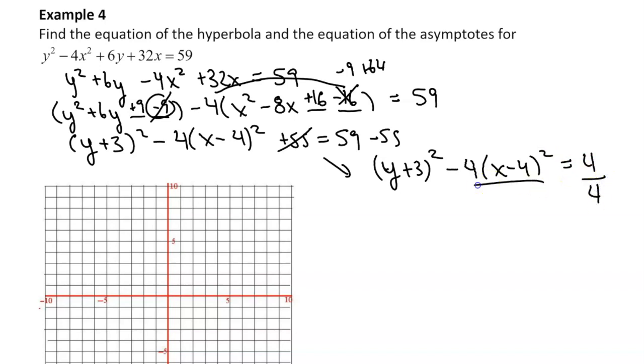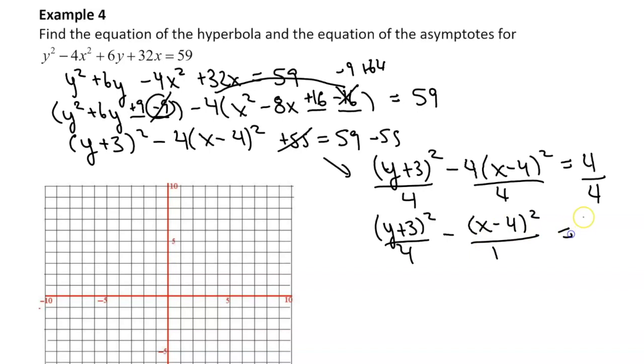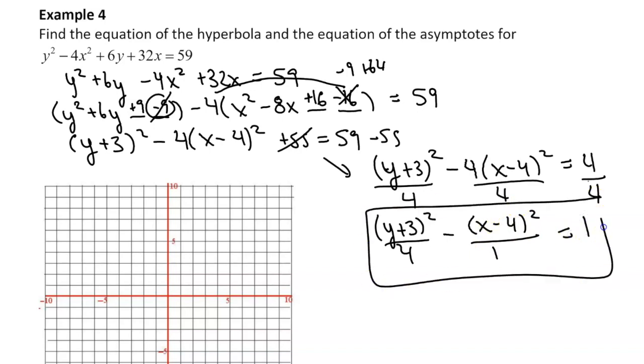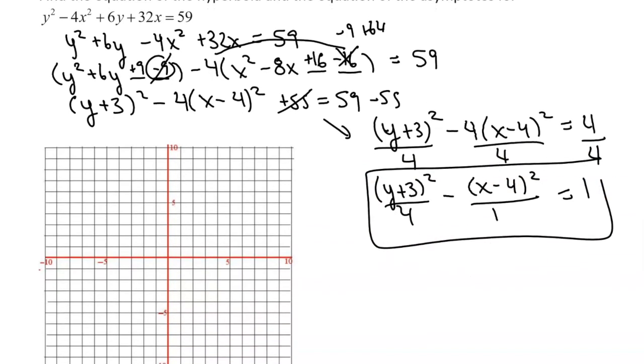Divided by 4 because we want it to be in the form where it's all equal to 1. And then you could say something like y plus 3 squared over 4 minus x minus 4 squared over 1. You don't need to write the 1 if you don't want to. All equals 1. And this would be the equation in graphing form to be able to see what this hyperbola is going to look like.